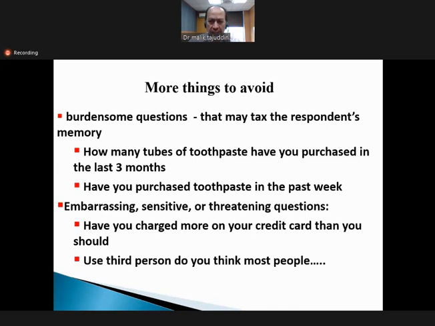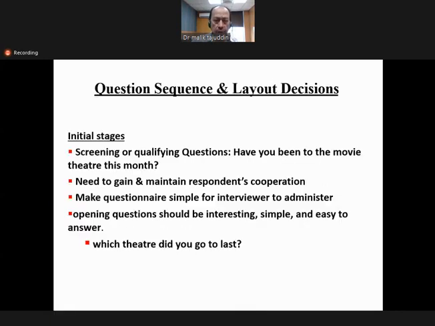That may test the respondent's memory. How many tubes of toothpaste have you purchased in the last 3 months? Then embarrassing or sensitive questions should not be there, as an example, how much balance do you have in your bank account. Then question sequence should be there.